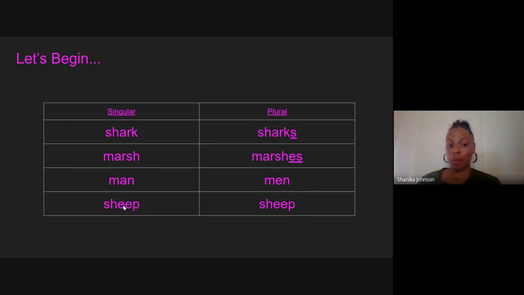The A turned into an E. The next word is sheep. Now, this is an example where the spelling of the word doesn't change at all. The word looks exactly the same, and it could be singular or plural. So, for example, if I saw one sheep at the top of the hill, I would use the word sheep. But what if I saw seven of them walking to the top of the hill? I would say I saw seven sheep walking to the top of the hill. So this is one example of how the spelling of the word does not change when the noun is plural.